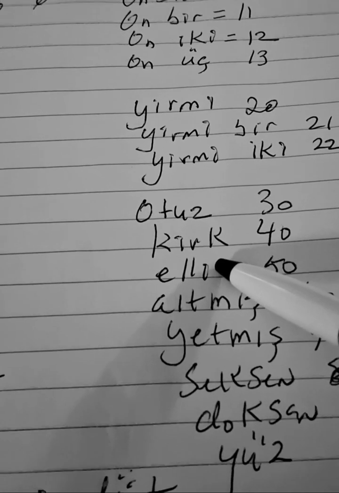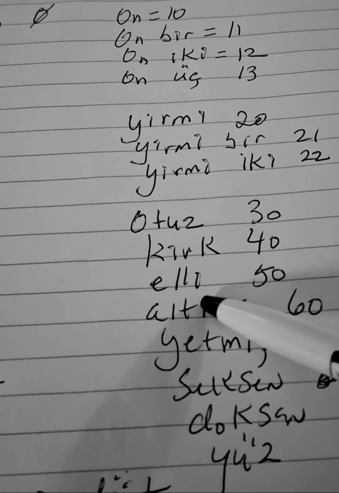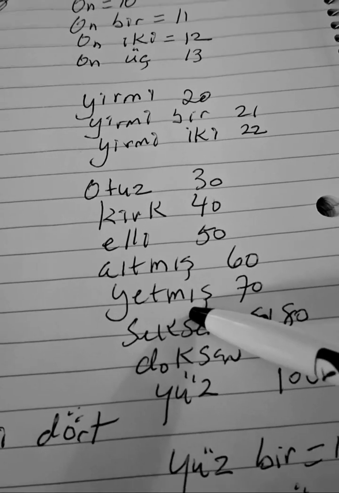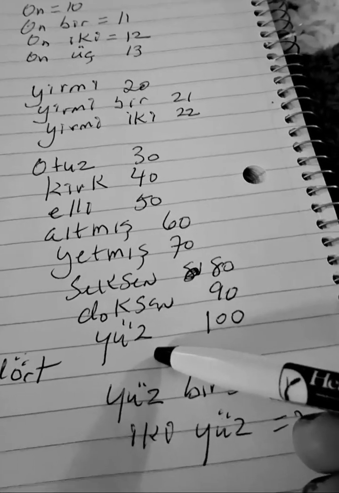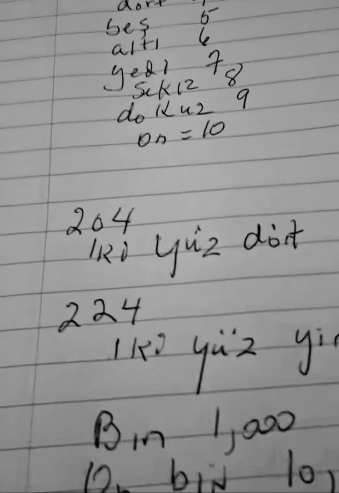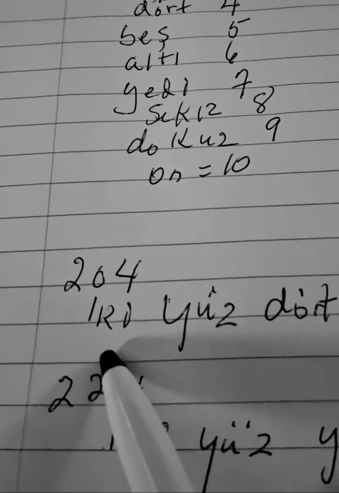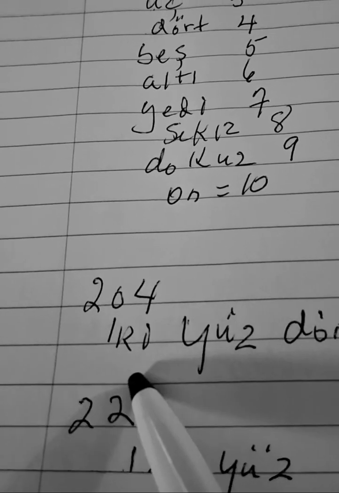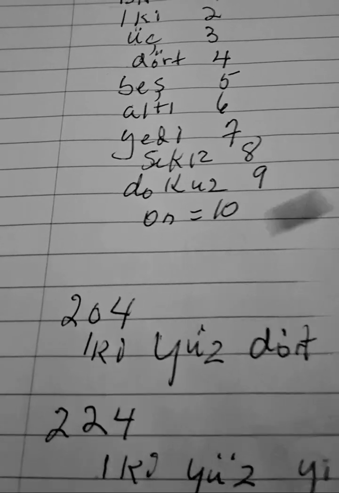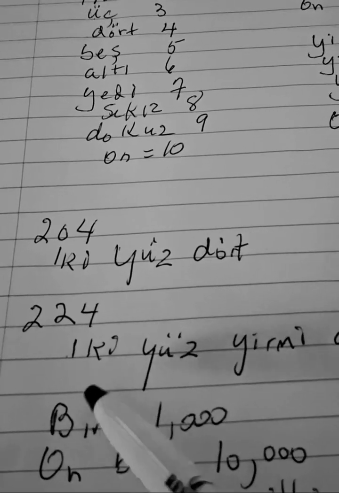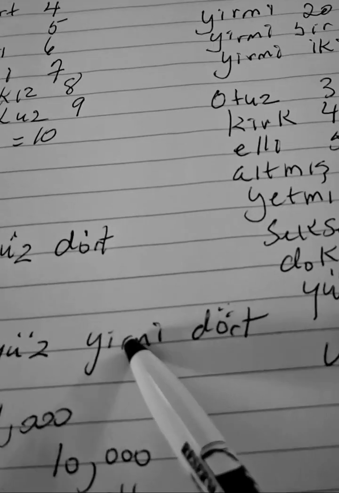So then we have 30, 31, 32, 33, okay? Kırk, 40, 50, 60, 70, 80, 90, 100. And then if you want to say 204, so we've got 2, iki, yüz, which is 100, dört. İki yüz dört, 204. If you want to say 224, iki yüz yirmi dört, 224.